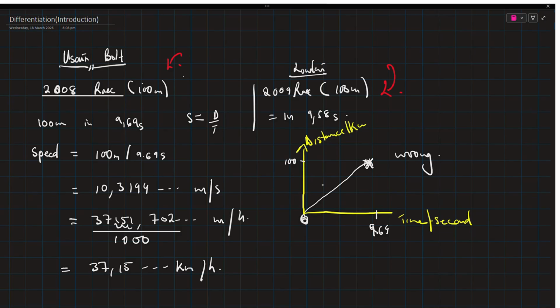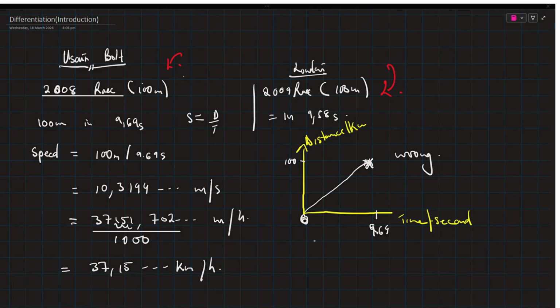And at the end of the race, we can figure out that he was a little bit slower, because you see he started celebrating before the race had ended. Which means if he had focused and continued with the speed he used in the second and third quarter, he would have reached less than 9.69 seconds. So this graph is telling us that he had the same speed from the beginning to the end, which is not true. So this graph cannot represent Usain Bolt's race for 2008.